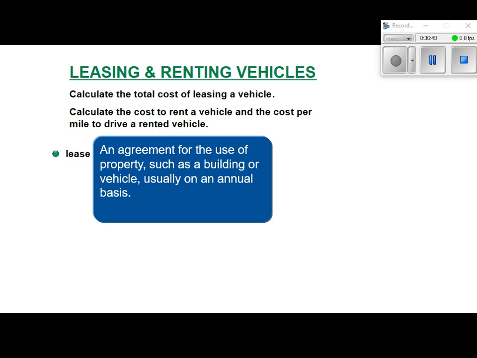Leasing the car. So again, we're going to talk about leasing today, renting next time. Leasing the car. Any of your parents lease cars? No. They all just buy them and then it's your car, right? Yeah. I want to buy one.